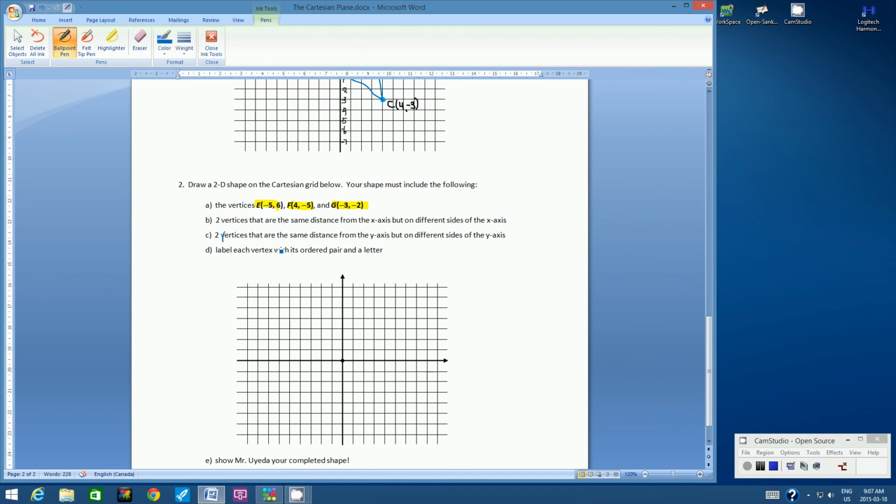Then, 2 vertices that are the same distance from the y-axis, but on different sides of the y-axis. So again, you could incorporate the points E, F, and G that you've already mapped out. Label each vertex with its ordered pair and its letter. So if you add any more points, you can call the points H and then I and then J. Okay? And then down here, I want you to show Mr. Ueda your completed shape when it's done. All right, good luck. Make sure it's neat. First thing you have to do is number your x and y axes like we've done before. Okay, so I'm just going to start here and then you know what to do.